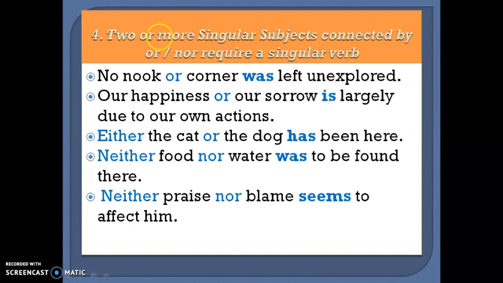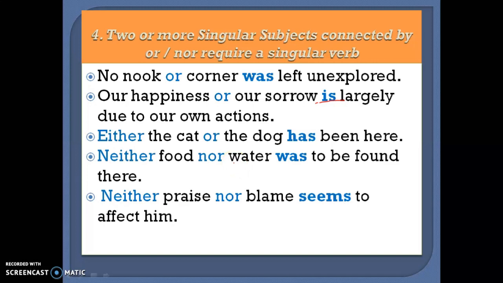Next rule. If there are two or more singular subjects, they are connected by nor or, they require singular verb, either or, neither nor. No nook or corner was left unexplored. Our happiness or our sorrow is largely due to our own actions. Either the cat or the dog has been here. Neither food nor water was to be found there. Neither praise nor blame seems to affect him.